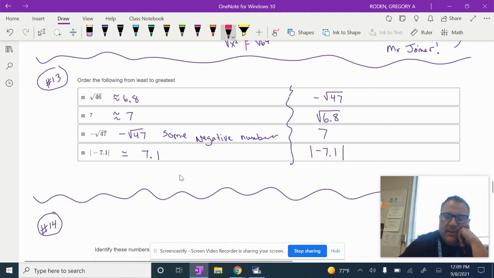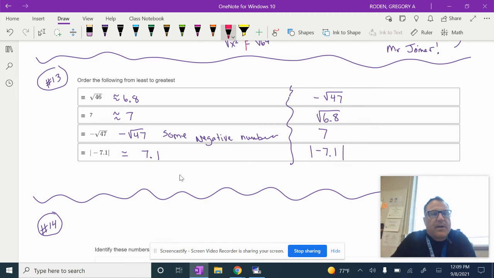All right, so we want to put these in order from least to greatest. So what I did is I just made a little cheat sheet here. Okay, the square root of 46 is about 6.8. And how did I know that? Well, let's see here, the square root of 36 is 6. The square root of 49 is 7. It's somewhere between 6 and 7, and it's a little closer to the 7. So I said about 6.8. It doesn't have to be exact, but that helps me put them in order.